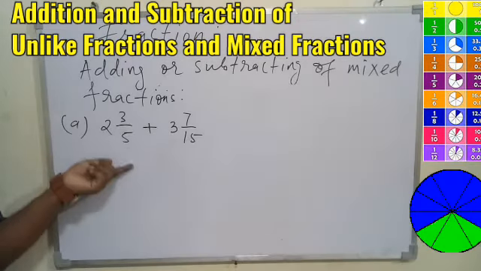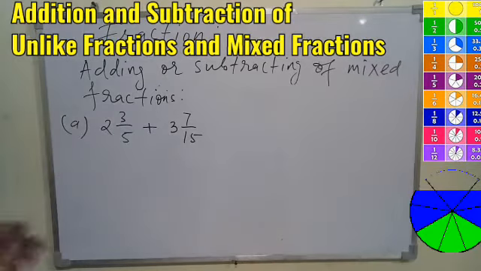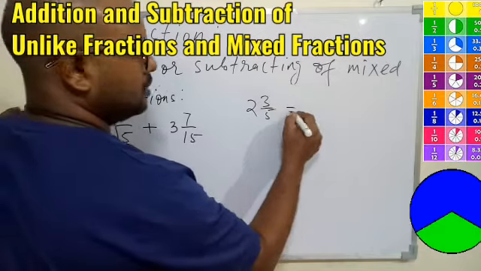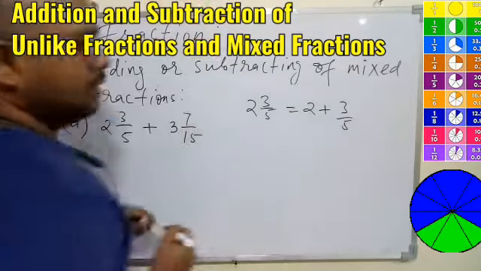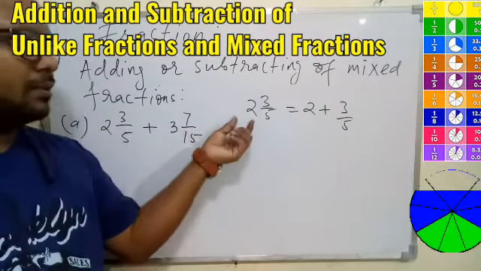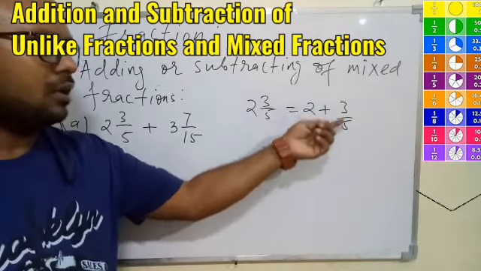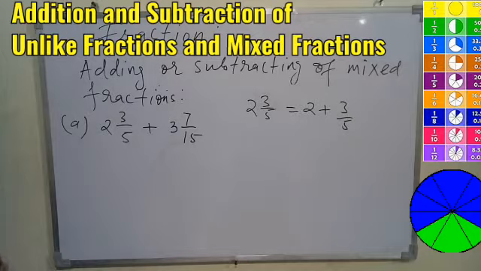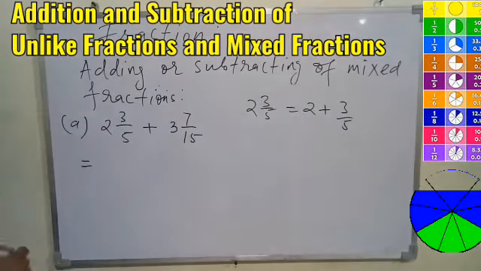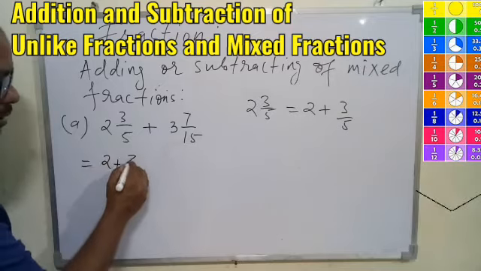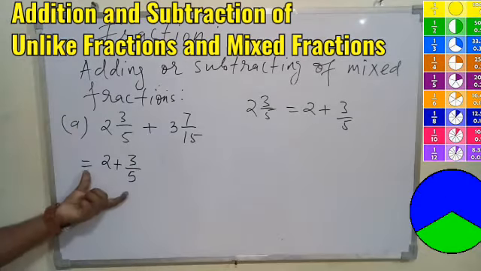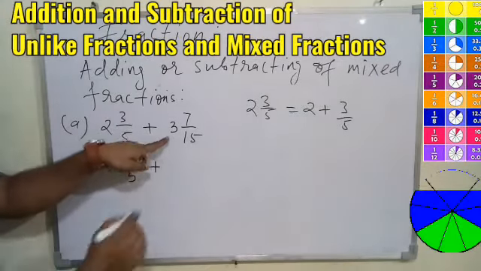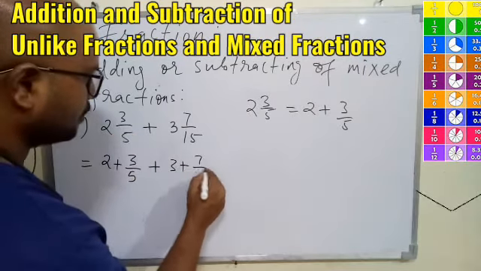So here we have 2 3 by 5 plus 3 7 upon 15, and how to add them. So very first, we know 2 3 upon 5 is nothing but 2 plus 3 by 5. So 2 parts are complete plus 3 parts of the total 5 parts. That is the meaning of mixed fraction we understood in the very first and second classes. So in place of 2 3 upon 5, we can write 2 plus 3 upon 5, because the meaning is the same. This plus will come, and for the other we can write 3 plus 7 upon 15.